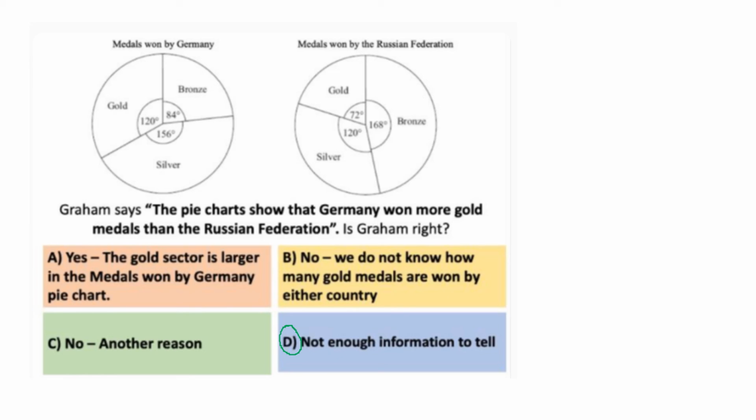Because if Germany only won, say, 9 medals, then they'd only have won 3 gold medals. Whereas if the Russian Federation had won 25 medals altogether, they would have won 5 gold medals. So even though the gold section of the pie chart for the Russian Federation is smaller, it doesn't necessarily mean that they won less gold medals than Germany. The only way that we would be able to tell would be if we knew the number of medals won by each country, and then we could compare, or if we were told that the number of medals won by both countries was the same.